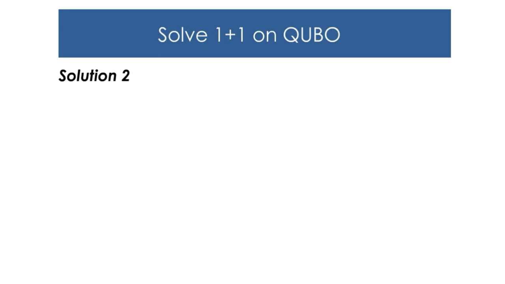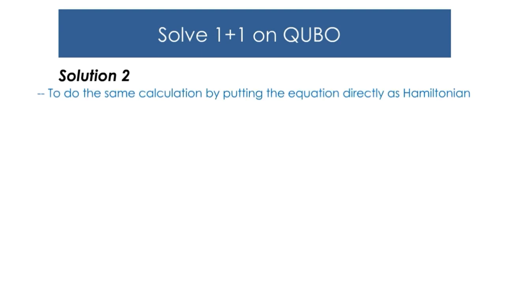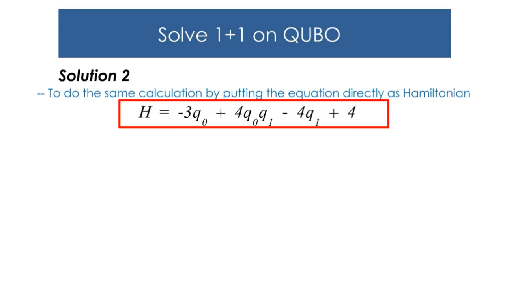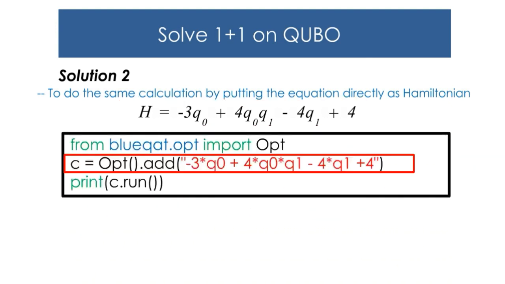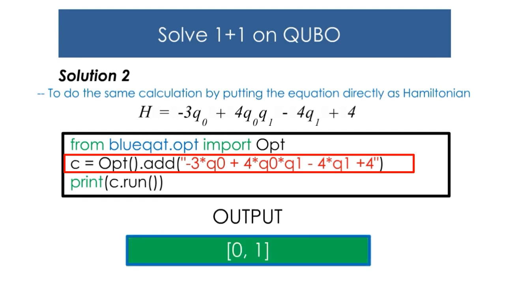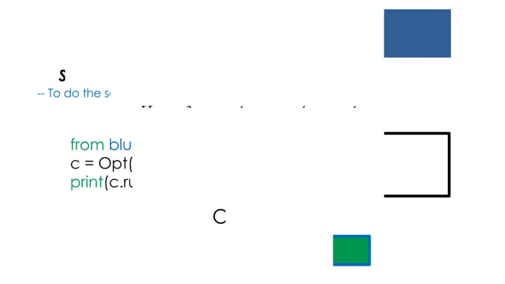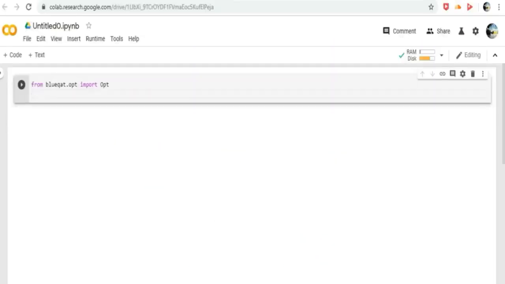The second solution is to do the same calculation by putting the equation 7 that we have earlier learned directly as Hamiltonian, as you can see in the code given. And if you run this code, then we will get the output of QUBO matrix, which includes 0 and 1. Let us confirm this in Google Colab.